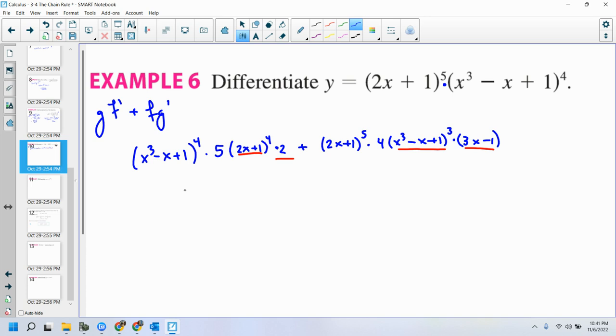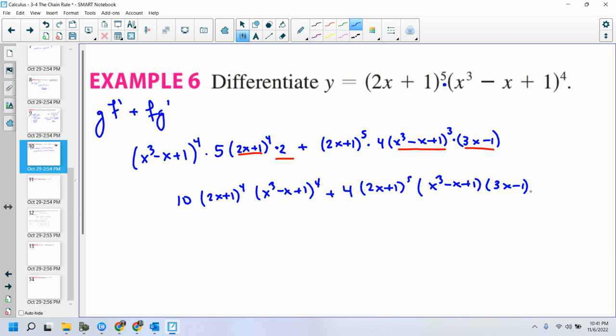So let's just reduce this down. It looks like I've got a 10 times 2x plus 1 to the 4th times x to the 3rd minus x plus 1 to the 4th, plus 4 times 2x plus 1 to the 5th times x to the 3rd minus x plus 1, 3x minus 1. I don't believe I can do anything else from that.